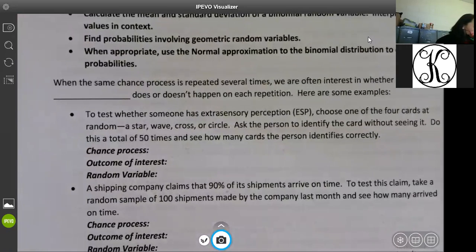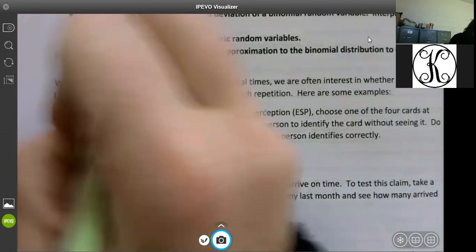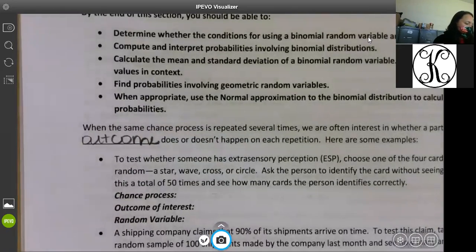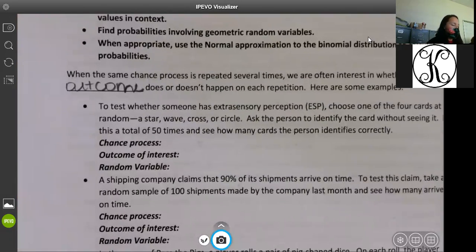So when the same chance process is repeated several times, we are often interested in whether a particular outcome does or doesn't happen. Here's some examples. To test whether someone has extrasensory perception or ESP, choose one of the 4 cards at random, a star, wave, cross, or circle. Ask the person to identify the card without seeing it. Do this a total of 50 times and see how many cards the person identifies correctly. So we're going to identify the chance process, the outcome of interest, and the random variable.